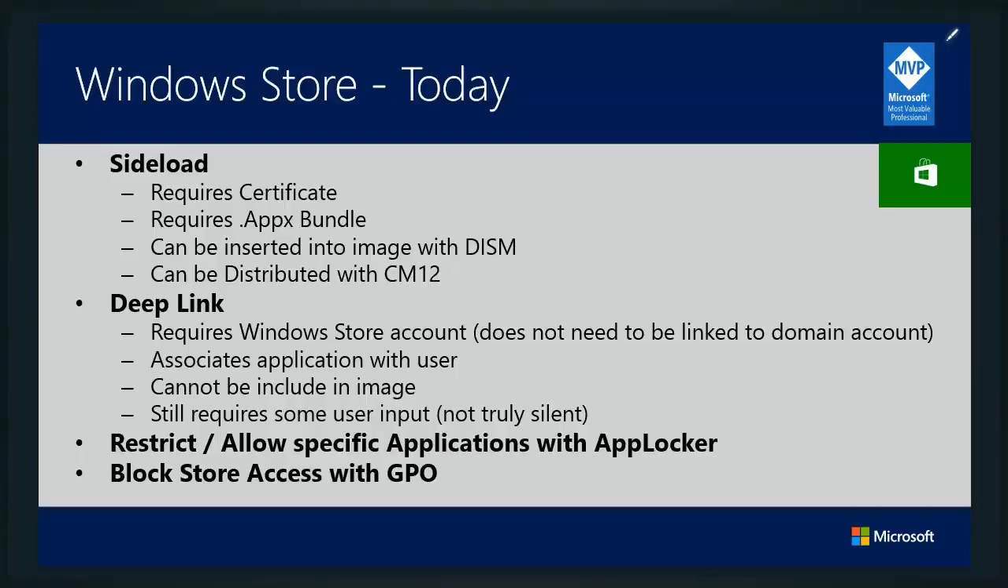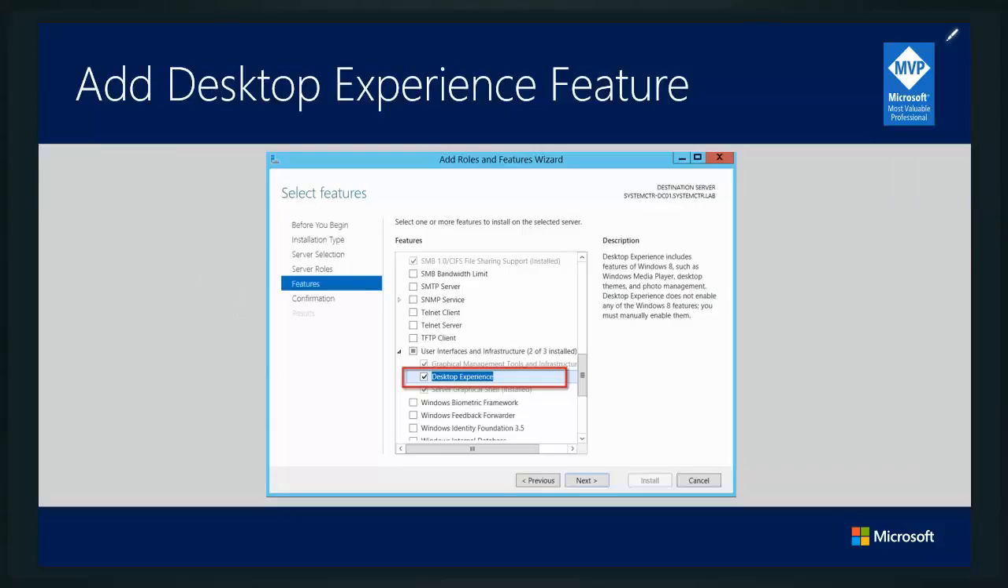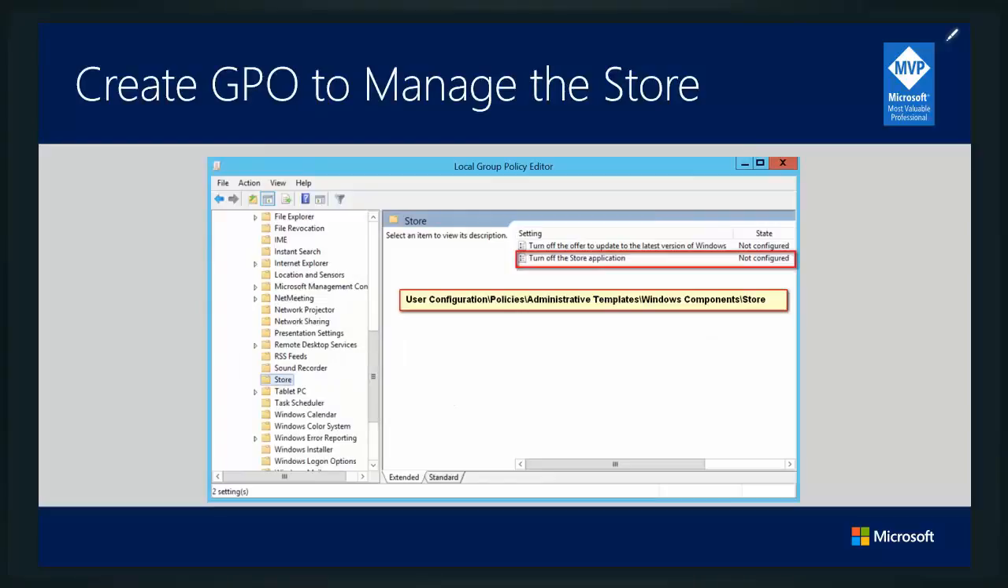So if you want to use GPO for restricting access to the App Store, the first thing you need to do is add the desktop experience to one of your domain controllers. And that's done through the features when you're managing your server. Once you have that, we can create a GPO to manage the store. I've provided the URL there, and you can see that you can either turn a store application on or off.